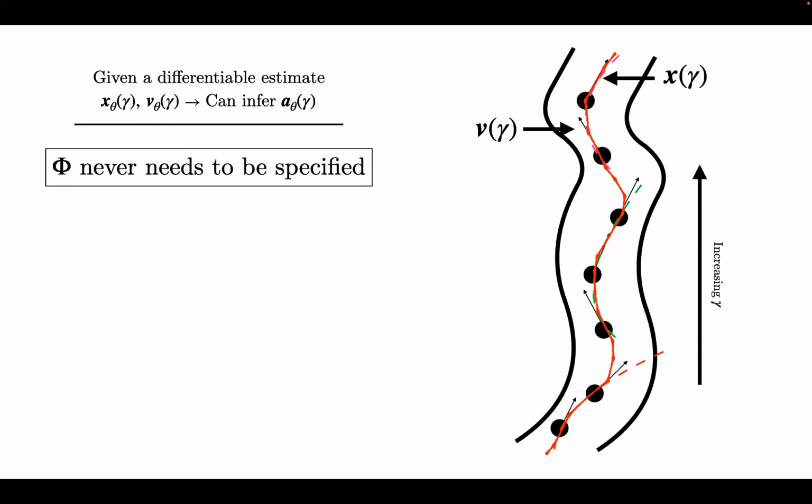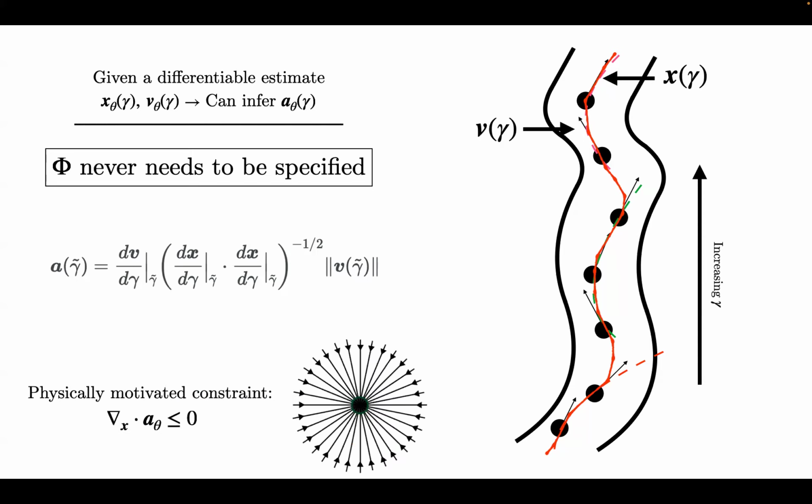So that's the point. You can get to A without ever having to specify phi. And what that equation looks like is like this. It's kind of just an application of the chain rule, differentiating in gamma to eliminate time dependence. But all that it's saying is essentially almost a continuity condition. It says if you change your velocity by this much and your position by this much over an increment gamma, then that implies an acceleration of that. That's what it's saying.